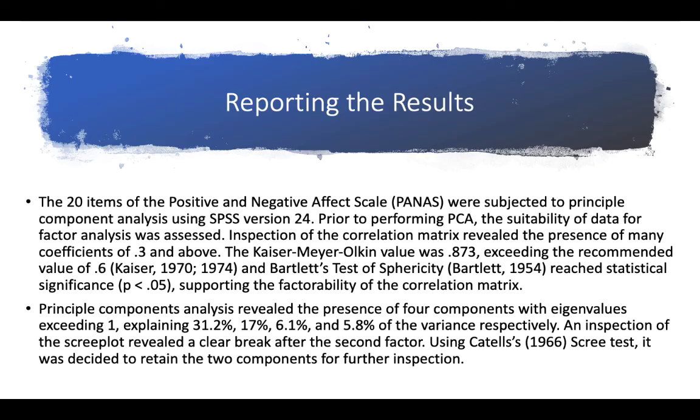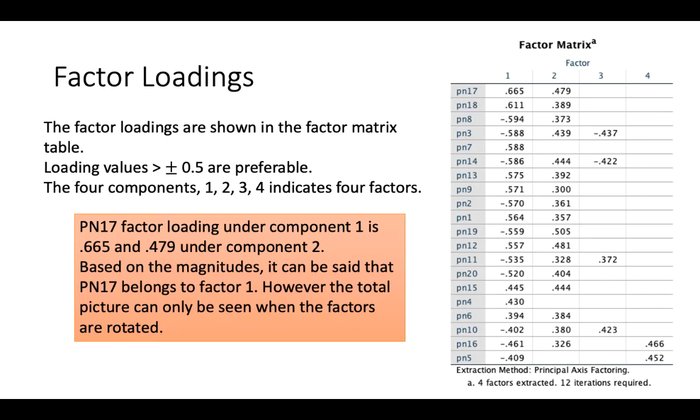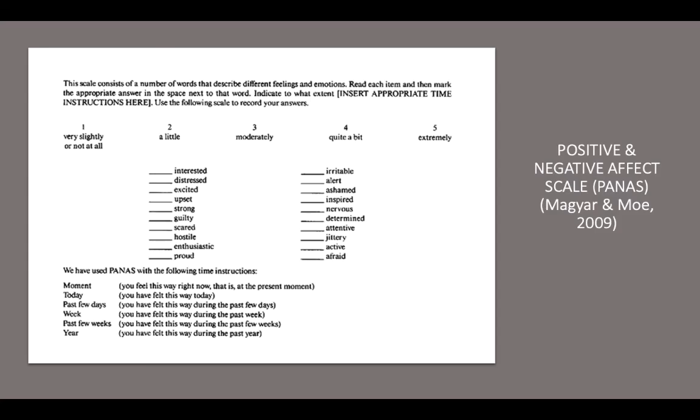In this example, you already know the factors. You know that this PANAS scale is actually divided into 2: positive and also negative. In a lot of other situations, you wouldn't know. For example, if you develop a scale, you wouldn't know how many factors it's going to give you. So that's why it's called exploratory factor analysis.